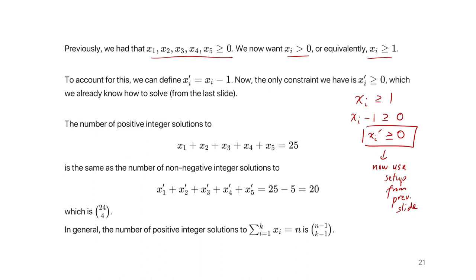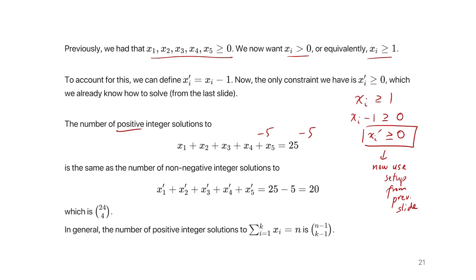So what I'm saying is the number of positive integer solutions to x1 plus x2 plus x3 plus x4 plus x5 is 25, is the same as the number of non-negative integer solutions to x1 prime plus x2 prime plus and so on, equal to 20, because I've subtracted 1 from each of my variables. If I subtract 5 on the left, I subtract 5 on the right as well. Is that clear? I've subtracted 5 from both sides.